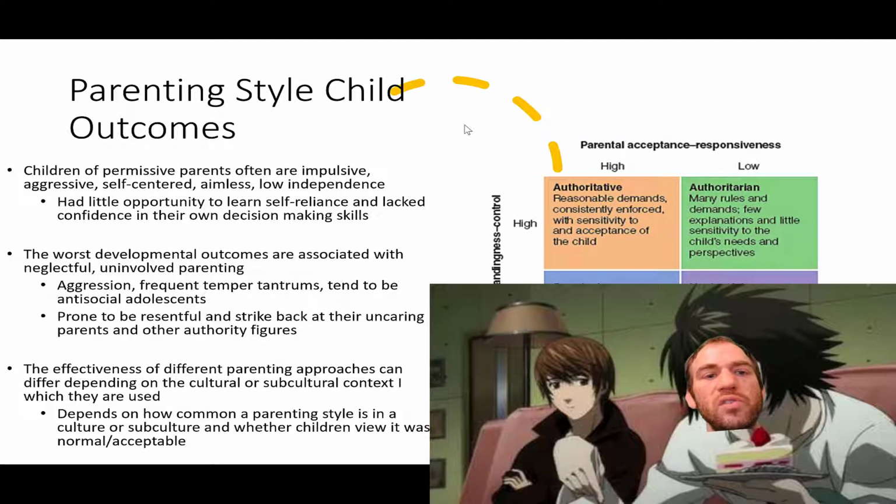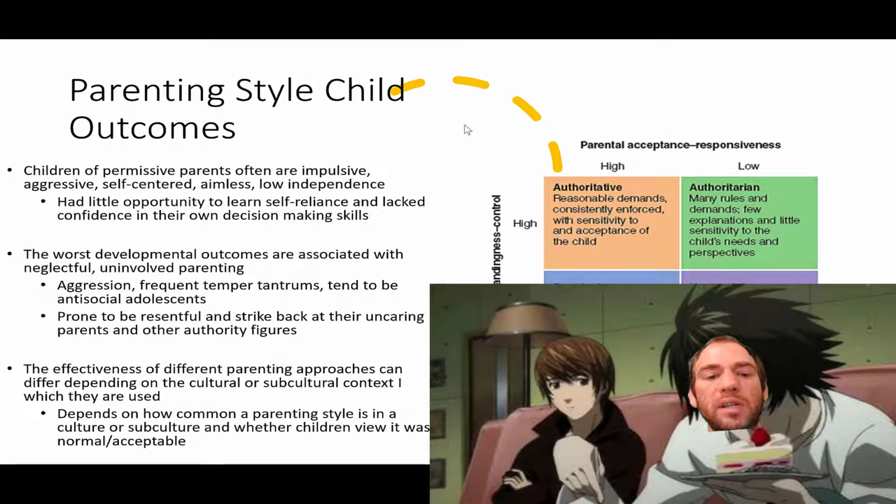Outcomes traditionally associated with parenting styles. Children of permissive parents often are impulsive, aggressive, self-centered, aimless, and low in independence, had little opportunity to learn self-reliance, and lack confidence in their own decision-making skills. The worst developmental outcomes are associated with neglectful, uninvolved parenting.